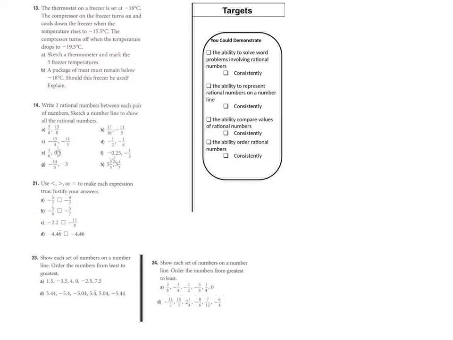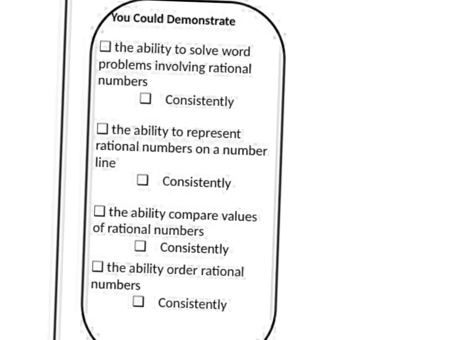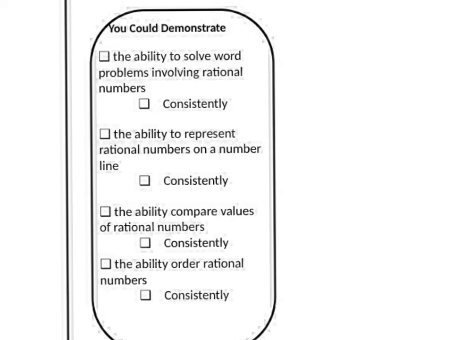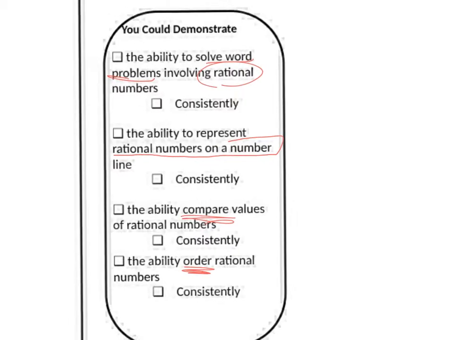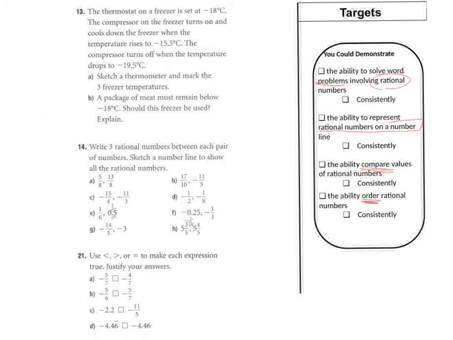So starting on the next page, we're going to look at the targets right away. You need to be able to solve word problems using fractions, decimals, integers. You need to be able to represent fractions, decimals, and integers on a number line. And you need to be able to compare values of fractions, decimals, and integers. And you'd be able to order fractions, decimals, integers from greatest to the smallest. So that is what our targets are for this worksheet, or this side.